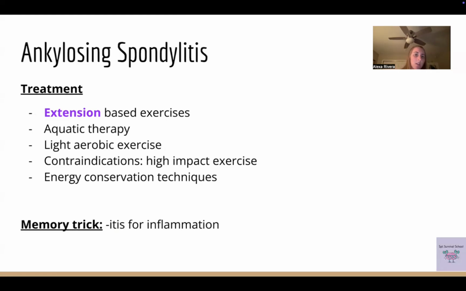So a memory trick is just itis for inflammation. That's the mechanism of this.